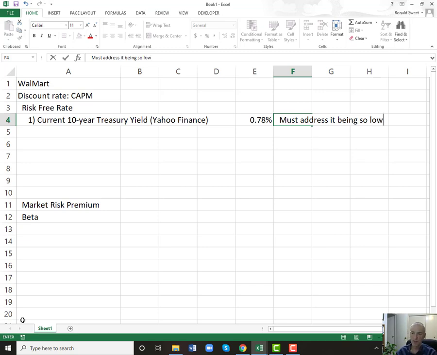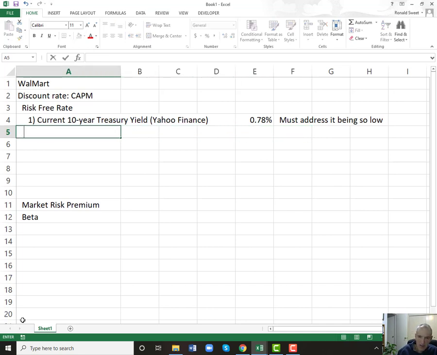You can't just use the current Treasury and ignore the fact that we're at historically all-time lows. So Damodaran, I gave you an article link for Damodaran. You can certainly use that article link to go back and see what his arguments are. He may have updated that since he wrote that article, so you might get something more current from him. The last I checked, he's still using the current 10-year Treasury. He's not making any adjustments to it at all.